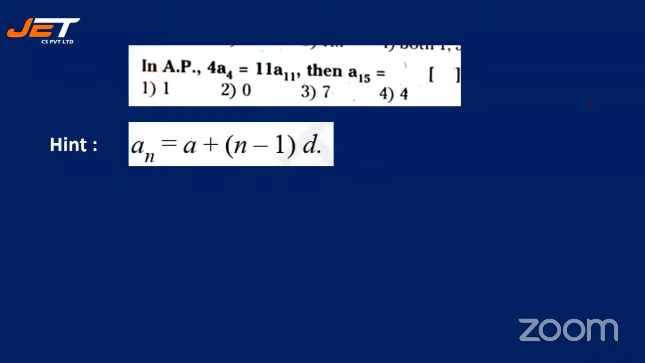In AP, 4A4 is equal to 11A11. Then what is A15? That is An. Okay, so what is An? A4. Here, what is An? A15. This is very simple. The formula is also given for your reference. An is a plus (n minus 1) into d. All right. So quickly do it.